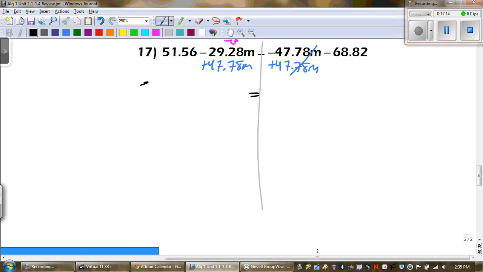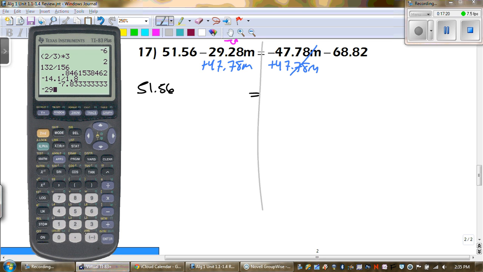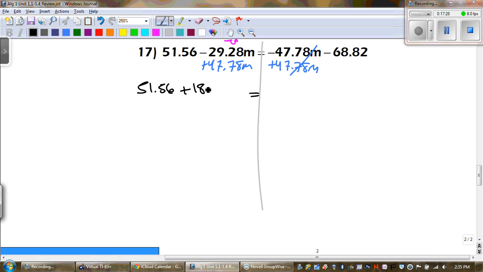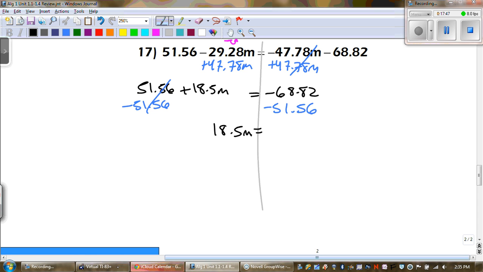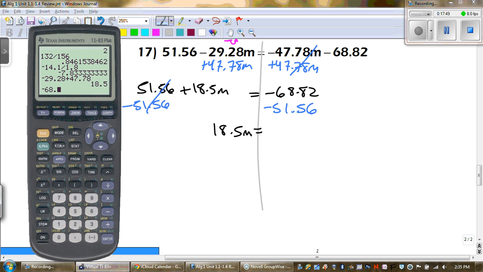So I got to make sure you look at both sides. All right, so we got the 51.56, and then we got negative 29.28 plus 47.78, and we get 18.5. And then we still have that negative 68.82. Okay? So now subtract the 51.56 from both sides because we want the variable by itself. We get 18.5m equaling, we have negative 68.82 minus 51.56, and we get negative 120.38.